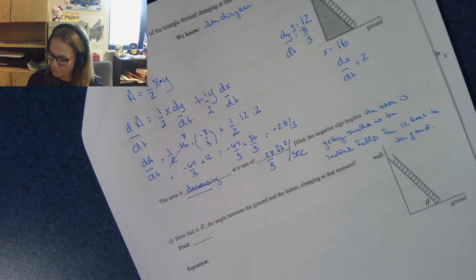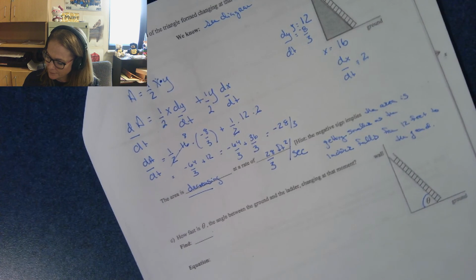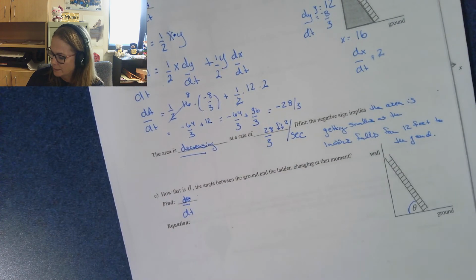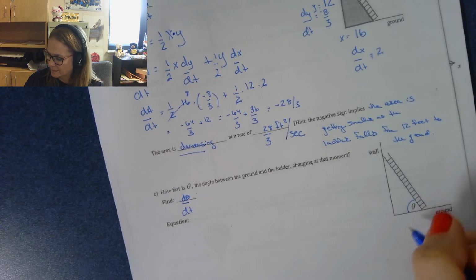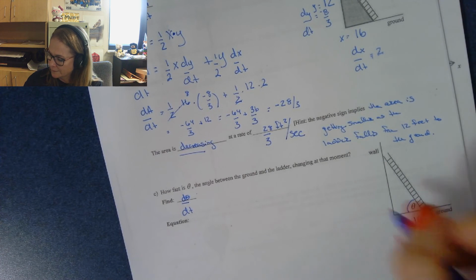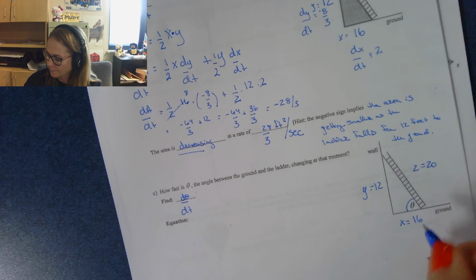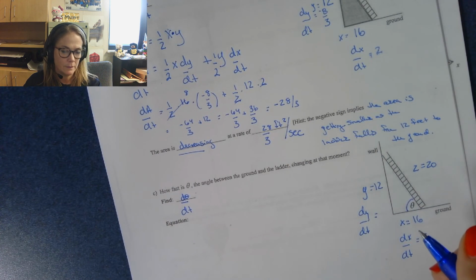All right, last one. How fast is theta, the angle between the ground and the ladder, changing at that moment? Okay, so we want to find d theta dt. We know so many rates here, so we're in good shape. So we just need to relate these rates and pick a formula that'll work for us. So x is 16, y is 12, z is 20, dx dt is 2, dy dt equals negative 8 over 3.